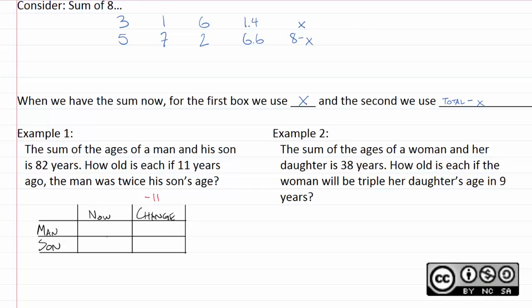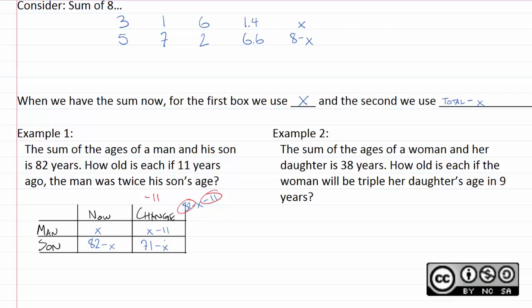So we know their ages add up to 82. So if the man's age is x, the son's age would be 82 minus x. 11 years ago, this would be x minus 11, and this expression would be 82 minus x minus 11. So here, when you combine like terms, you're going to do 82 minus 11, which is 71. So we'll have 71 minus x.